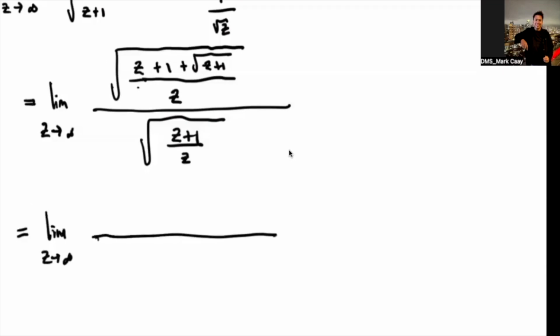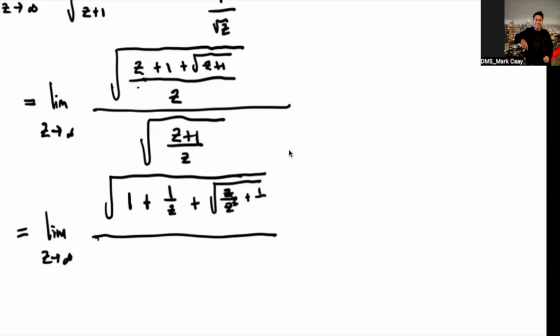Ibig sabihin, magiging 1 na lang tong sa ano. This 1, magiging 1 na lang yan. So, that becomes 1 plus 1 over z. Now, remember, yung z mo dito sa loob, kapag ipapasok ko dyan, that means it bears a square. So, mangyayari, this is plus the square root of z over z squared plus 1 over z squared, all over the square root of 1 plus 1 over z.